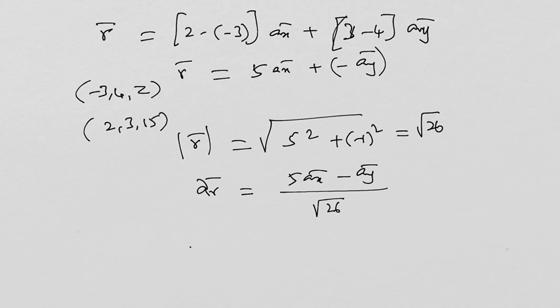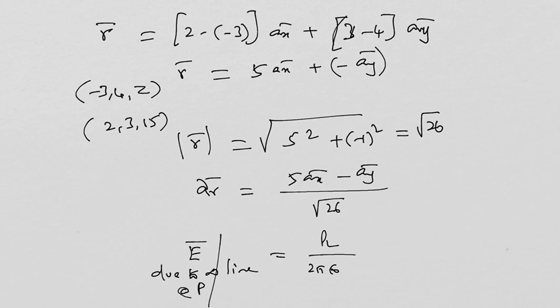Okay. What about E? Due to the infinite line at P, it will be given by rho L divided by 2 pi epsilon naught into R multiplied by AR volt per meter. So vector E is equal to rho L, which is 25 into 10 power minus 9, divided by 2 pi into 8.854 into 10 power minus 12.